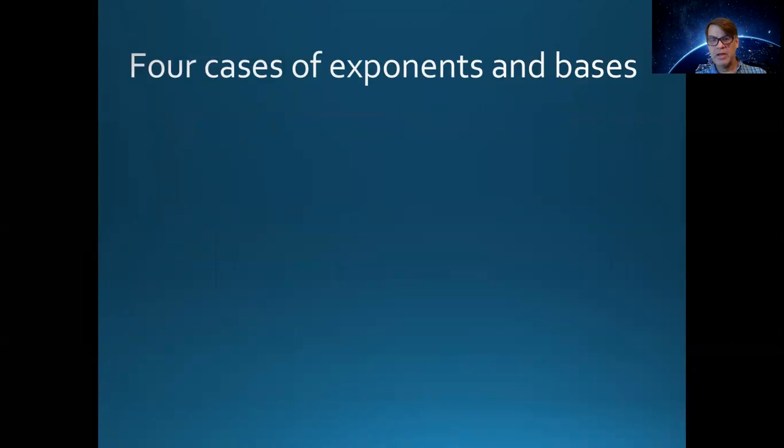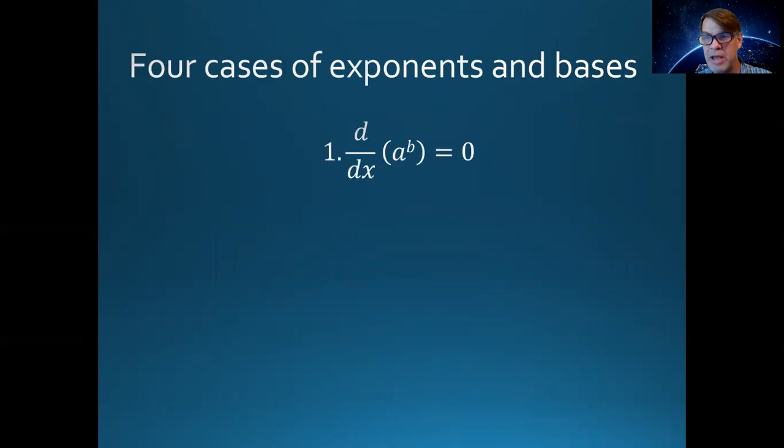Case number one, the derivative of a number raised to a number, which is just a number. And the derivative of a number is 0. The derivative of a constant is 0. So a to the b is just a constant to a constant, which is a constant, and the derivative of that is going to be 0. That's the easy one. You knew that.